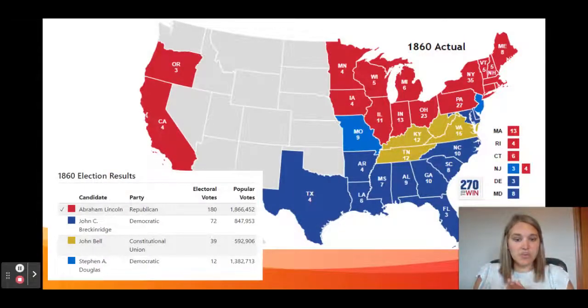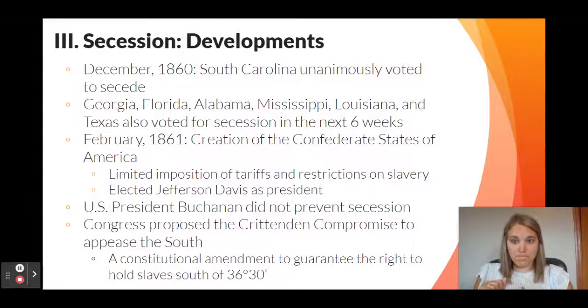So here is the actual results of the election of 1860. If you were to add up all the total popular votes, you would find that Lincoln only won about 40% of the total popular votes in the country. So a very minor victory here by Abraham Lincoln. So what happens after the election? That's the key point of this lesson, is what are the effects of Lincoln's election?